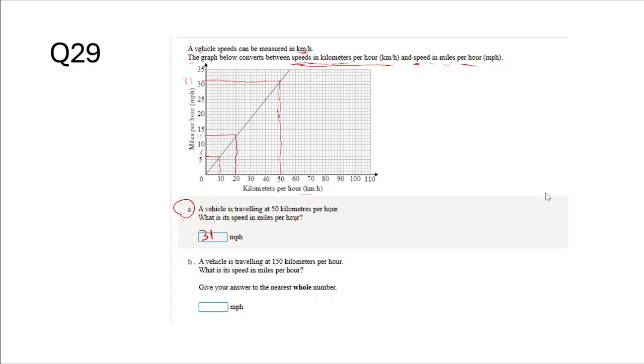Okay, so now question number B. A vehicle is traveling at 150 km per hour. So 150 km per hour is here. What is its speed in miles per hour? Give your answer to the nearest whole number. In the graph, I don't have 150. So that means I have to get the equation from this one to answer this question.